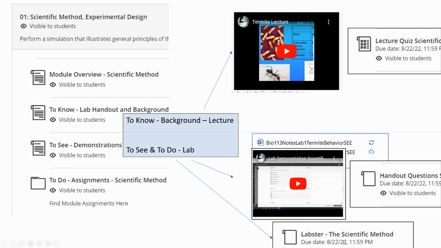The Labster is the other to do part. It's independent. So you're doing Labster, you're going to get graded for Labster. Labster questions do not come into the exams. The exams are entirely coming from the lecture material and the handout question sets. Labster does not come in.